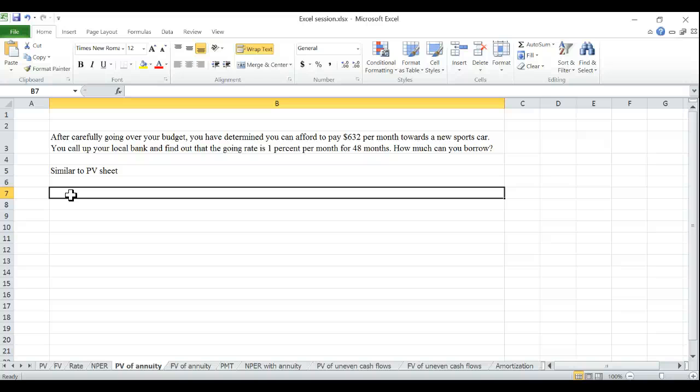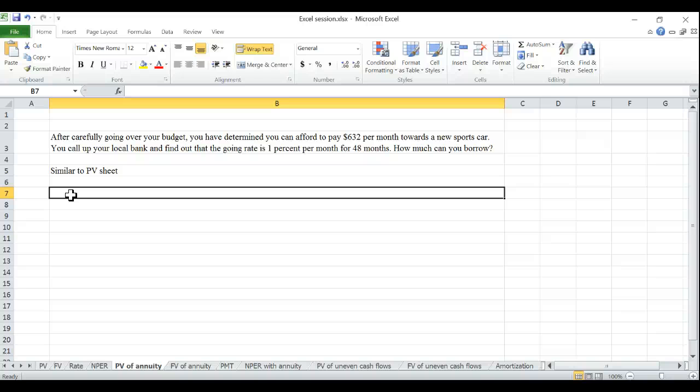So here, first example: let's say that you can pay $632 per month as an installment for a car loan, and the interest rate is 1% per month. How much can we borrow? So we will take the loan today, and then we will pay $632 every month for 48 months. So how much loan can we take? How much can we borrow?